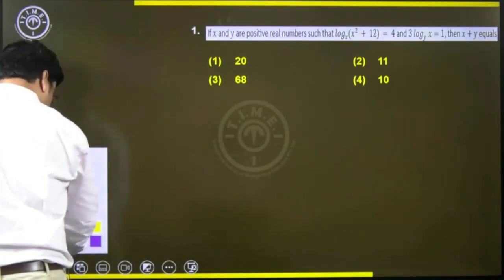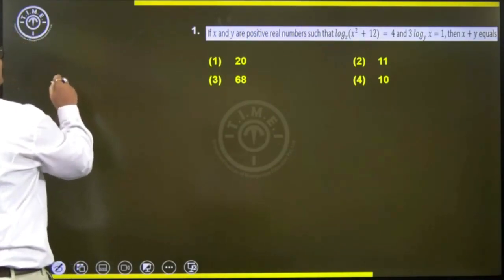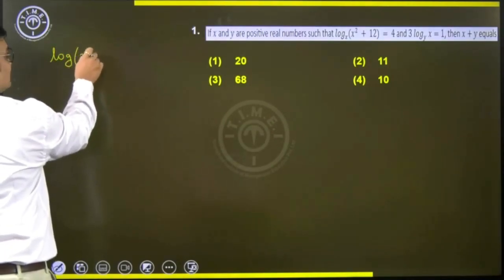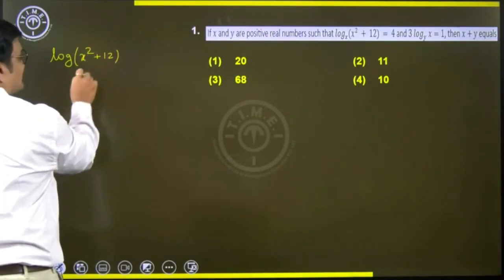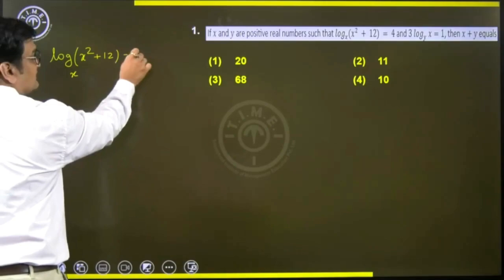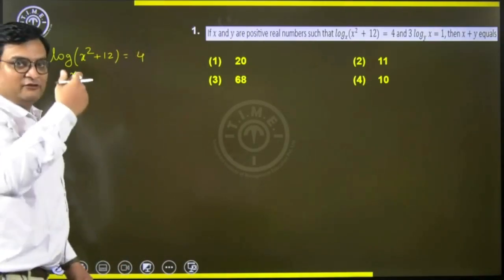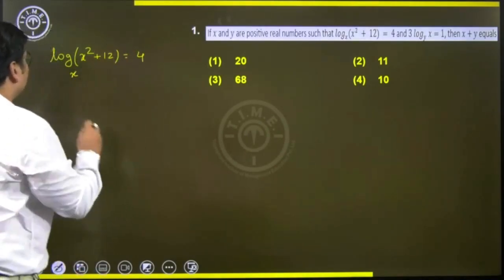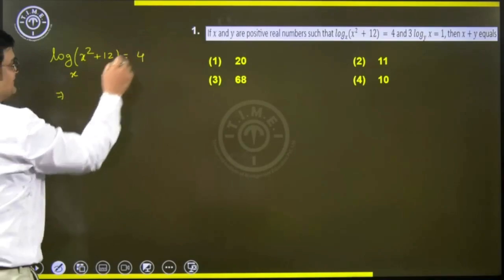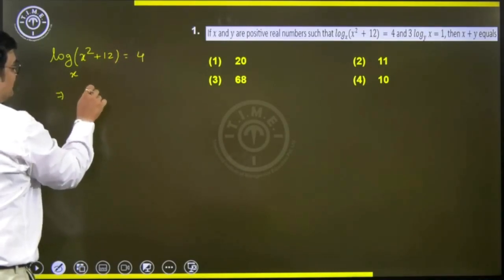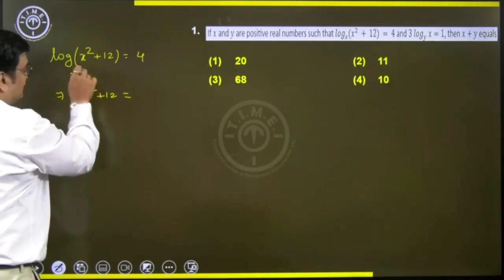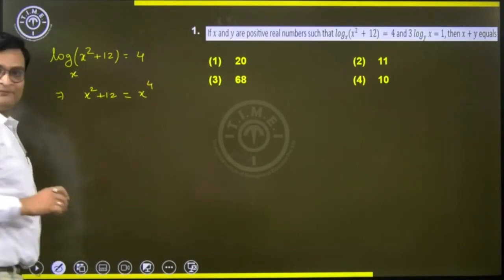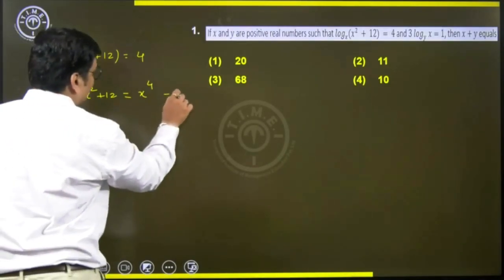So, x and y are positive real numbers such that logarithm of x square plus 12 to the base x, he says, is 4. If I try to convert this logarithmic equation into exponential form, how do I do that? Take this x on the other side. The number inside the logarithm will be equal to the base to the power 4. So, this is what I will get.